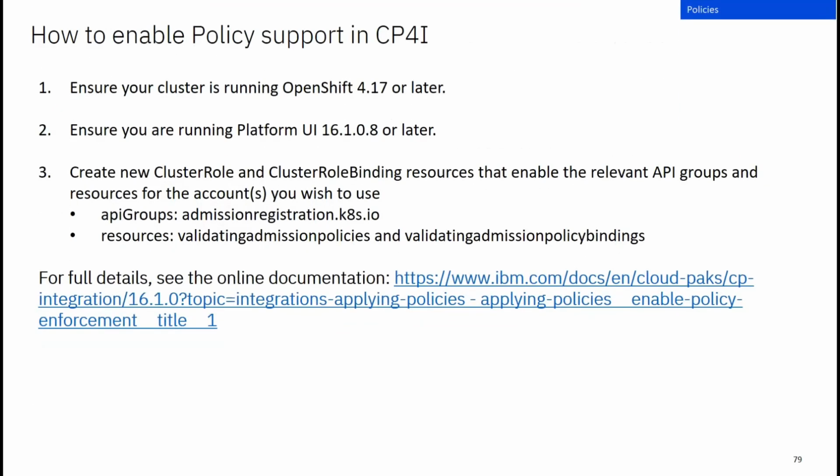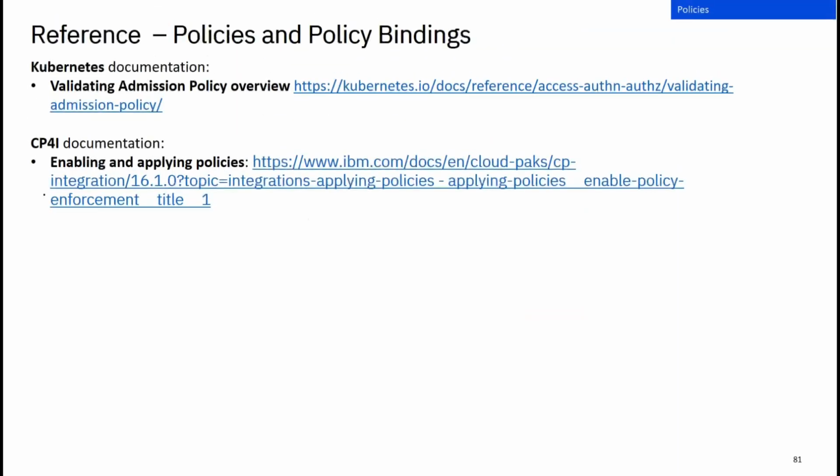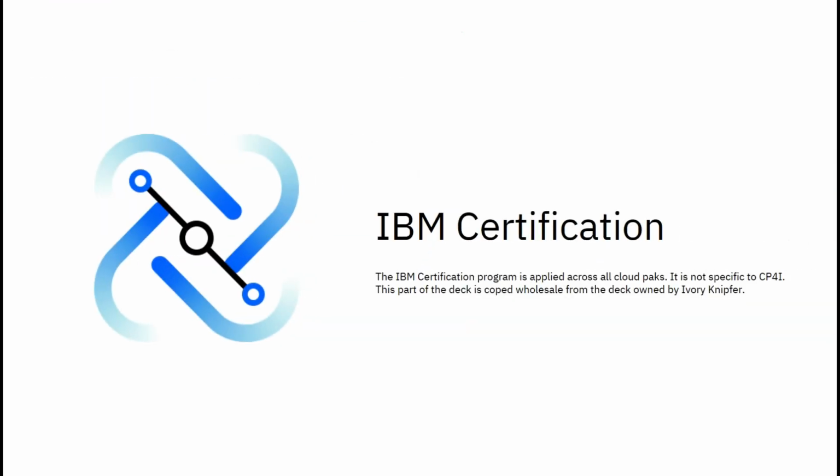To enable policy support, run OpenShift 4.17+, use Platform UI 16.0.8+, and create appropriate cluster role and cluster role binding resources. Platform UI allows creation and editing of policies and bindings. Templates can be reused, with resources managed via form or YAML views. IBM certification ensures CP4I is secure and production-grade, with world-class Kubernetes software, consistent standards, and comprehensive testing.